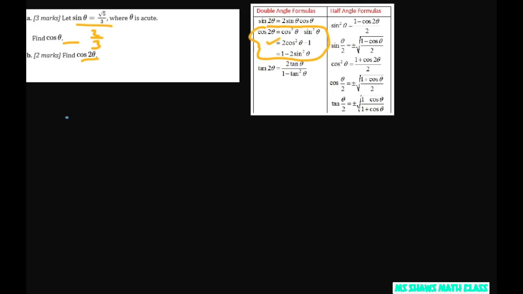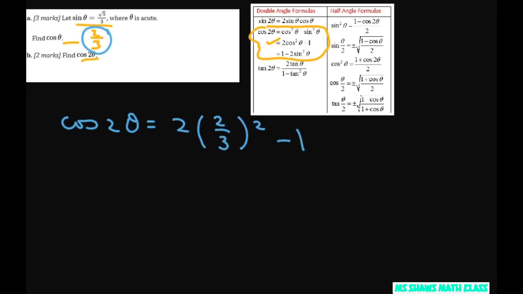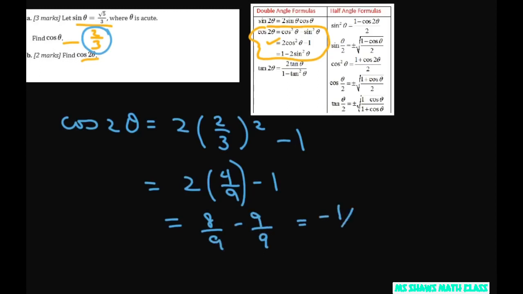So that one's going to be cosine of 2 theta equals 2 cosine squared theta minus 1. So our cosine is 2/3 squared minus 1. So that's going to be 2 times 4/9 minus 1, and that's going to equal 8/9 minus 9/9 equals -1/9. And that's your final answer.